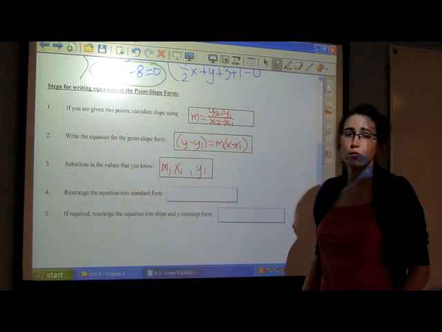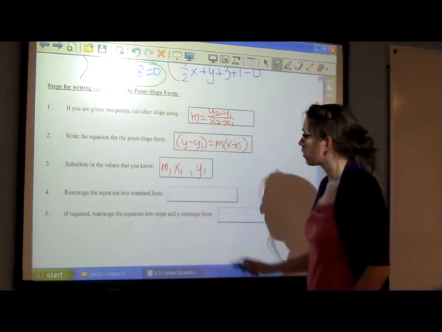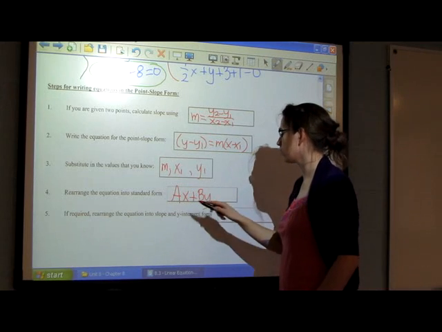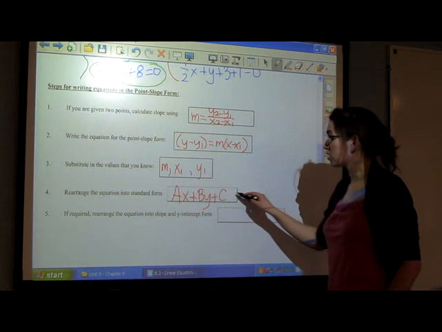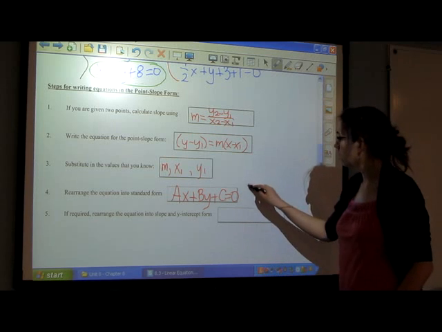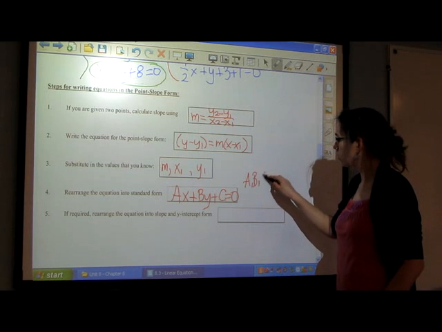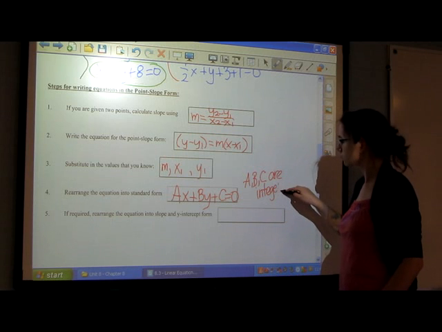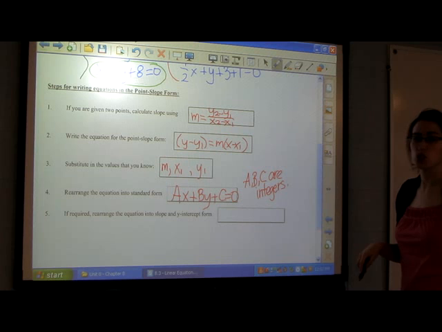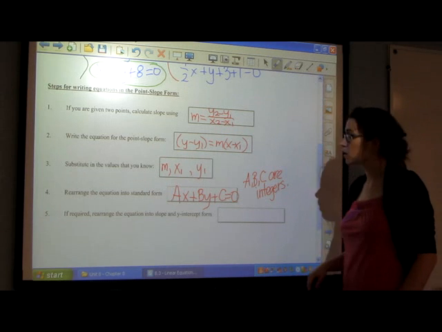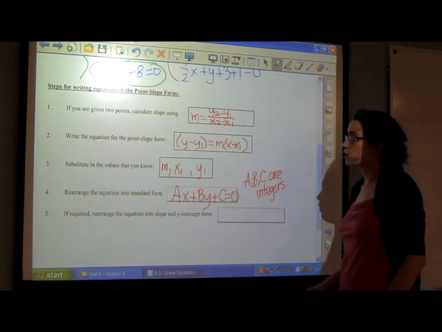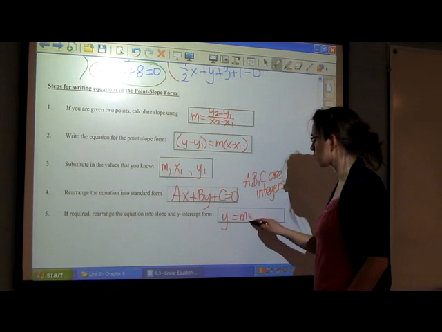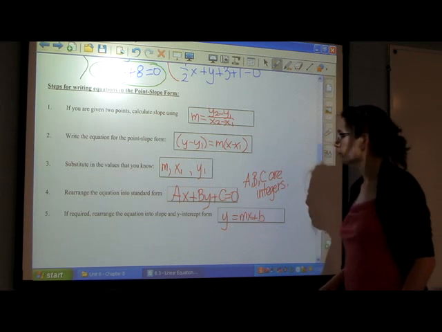Rearrange the equation into standard form if you need to. Remember, standard form just means I have some number in front of x, plus some number in front of y, plus some constant number, which is equal to 0. And remember that a, b, and c are integers. Integers just mean that they're not fractions, they're not decimals. And if required, we can rearrange our equation into slope and y-intercept form. Remember, that just means y equals mx plus b.